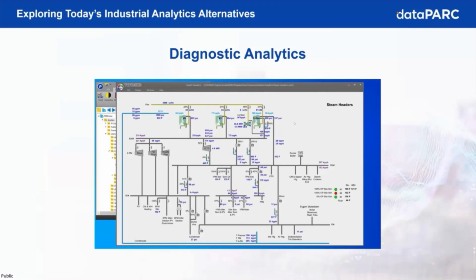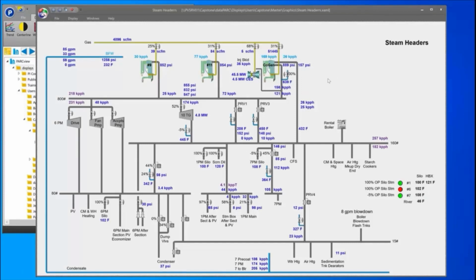The first one here is around diagnostic analytics. We're going to start with our steam graphic here. Basically, what we've been told is that the steam flow on the number 9 boiler has had some issues with oscillation back in the past. So we start with our graphic, and then we double click on that value in order to pop open a trend.